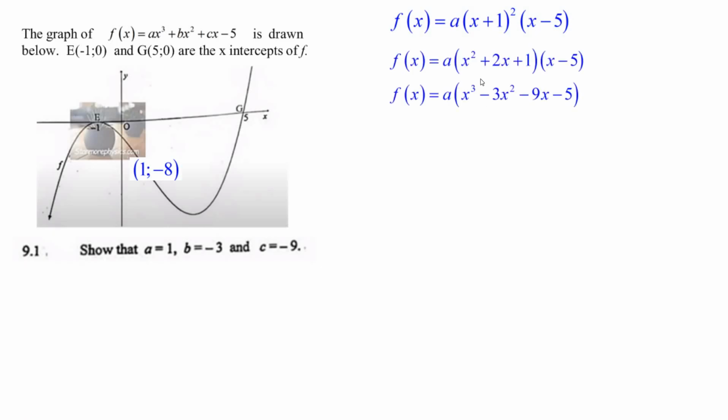You just multiply that out. x squared plus 2x plus 1 times x minus 5. Multiply this all out, and be careful, and you'll get x cubed minus 2x squared minus 9x minus 5. Now, the next part takes a little bit of thinking here. You've got a -5 on the end here, so you know that a times -5 is equal to -5. Well, that means a must be 1. And if a is 1, then everything else falls out. b must be -3, c must be -9. And that's it. That's all there is to it.